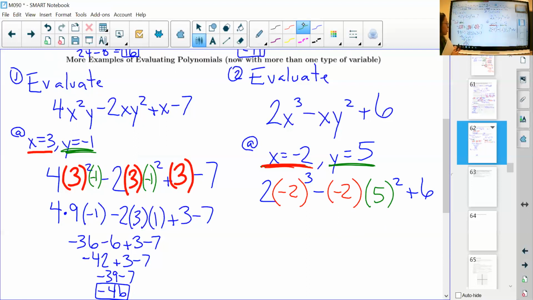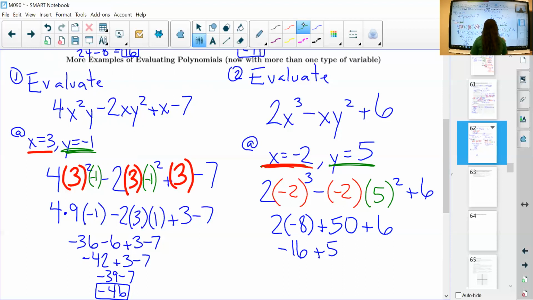Again, exponents first. I have 2 times negative 8 plus, right, because we've got a negative and a negative, 2 times 5 squared. Remember, order of operations says I need to square the 5 first, so I get 25 times 2 gives me 50, 2 quarters. Then our plus 6 goes along, so negative 16 plus 50 plus 6. Negative 16 plus 50 is 34, plus 6 gives me 40.